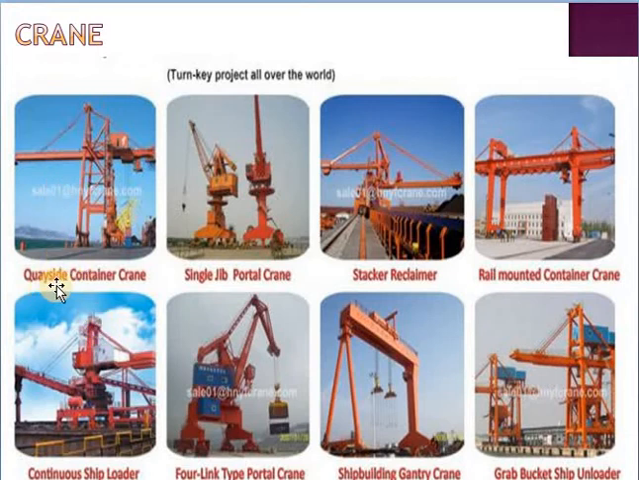You can see the first one is a space container crane, the second is a single jib portal crane, the third is a stacker reclaimer, the fourth is a rail mounted container crane, the fifth is a continuous ship loader, the sixth is a four link type portal crane, the seventh is a shipbuilding gantry crane, and the eighth is a grab bucket ship unloader. So these are the different types of cranes used in construction. Coming to the roads, we cannot use them, and there is no use of these cranes there.